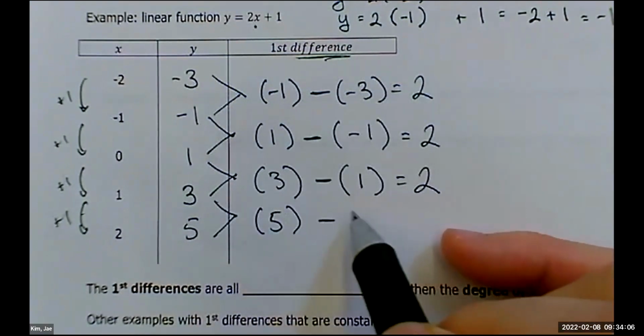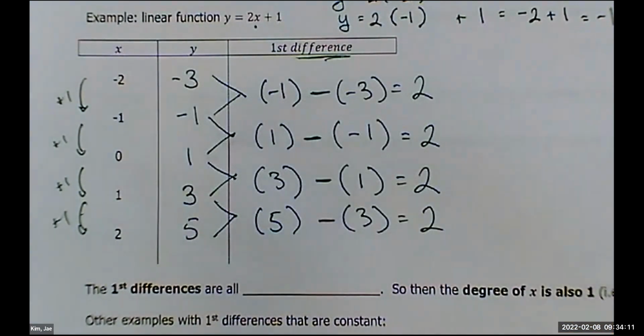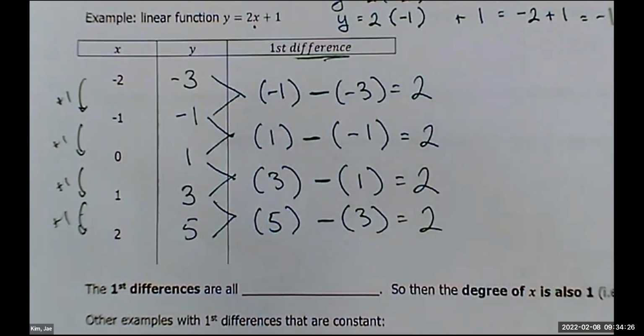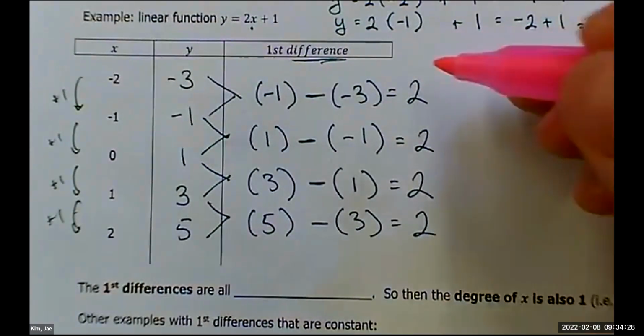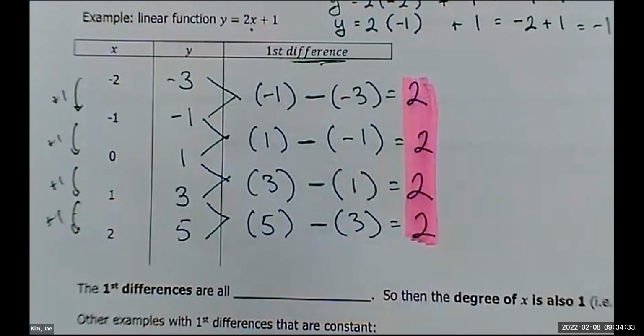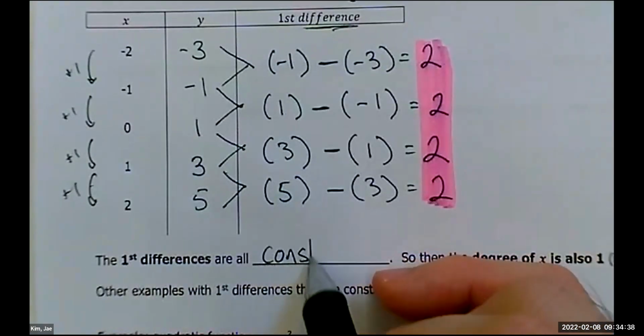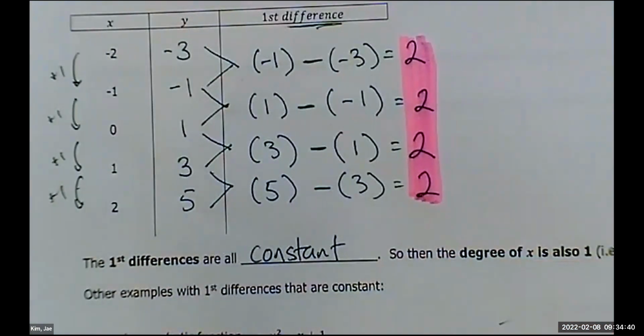Five minus 3, 2. What do you notice about first differences? Charlie? These, I'll use a highlighter. All the numbers that we calculated in first differences happen to be what I'm going to call constant. They're the same. They don't move. They are constant.